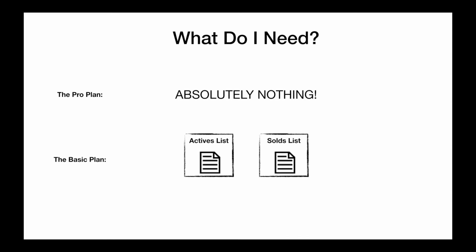And there are only 2 things that you guys will need for this to work, even if the Pro plan isn't available in your area. That's going to be an actives list and a solds list. And you guys can get this. Any real estate agent can get you these lists. Or if you're a real estate agent yourself, you can easily get these lists yourselves.